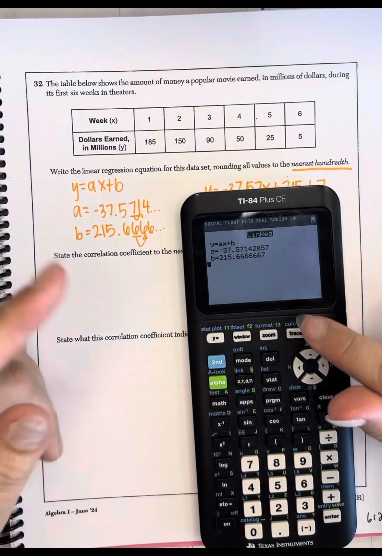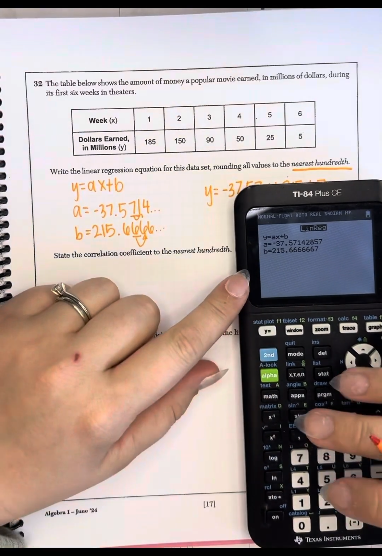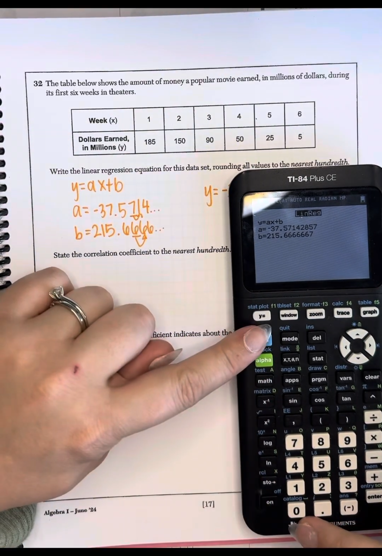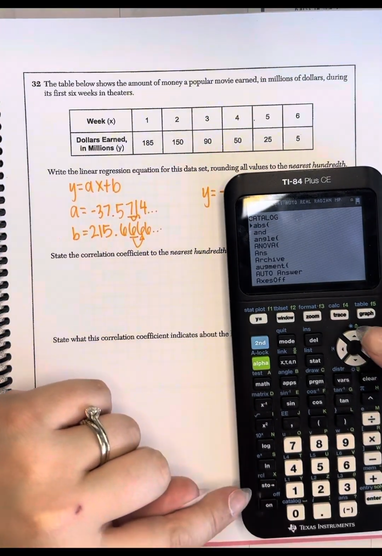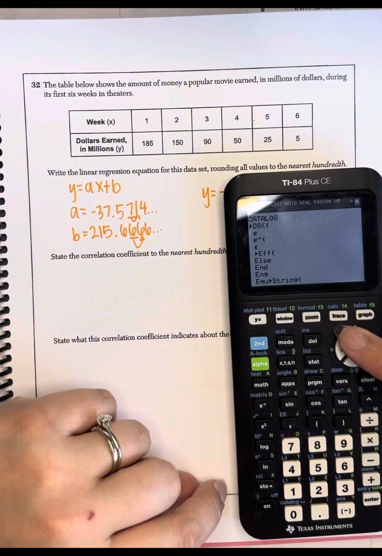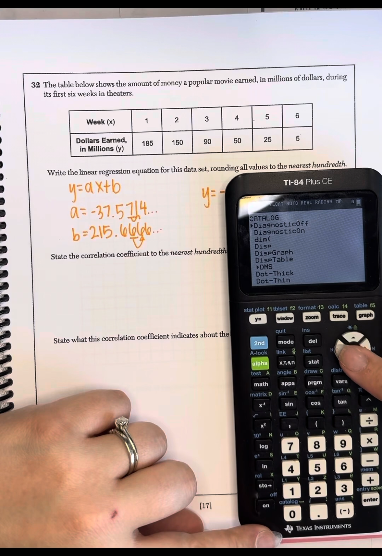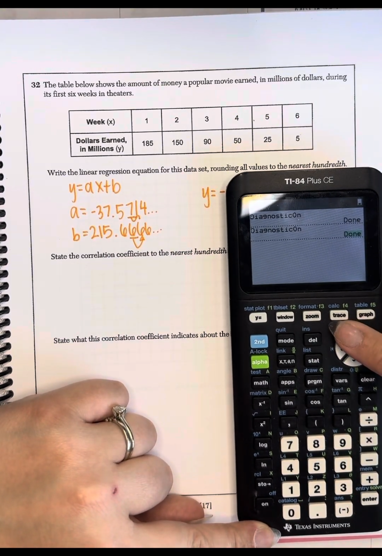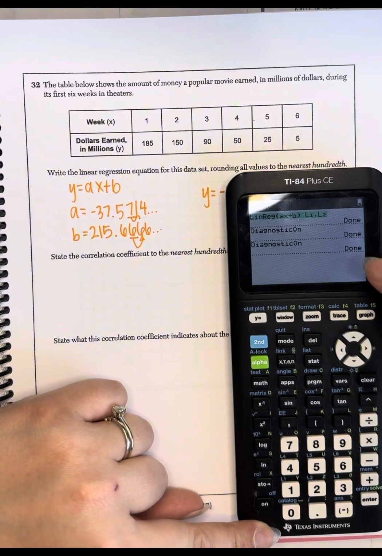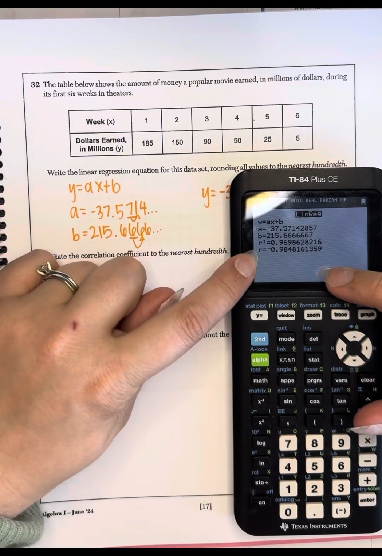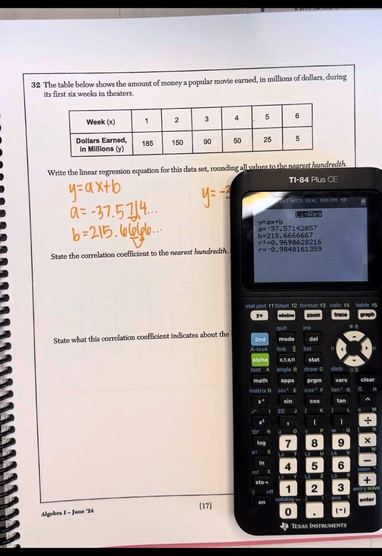If your calculator is not already set, which mine isn't right now, to get the correlation coefficient, we're going to hit second, catalog, and I'm going to hit this E, because I want to go to diagnostic on, and I'm going to turn that on. Then I'm going back up and hitting enter again, because now it's going to give me the r squared and the r, which I really just want the r.